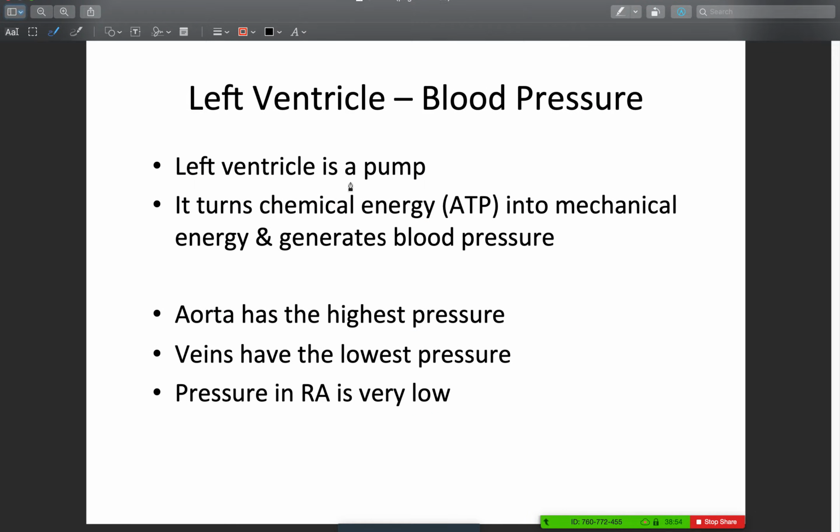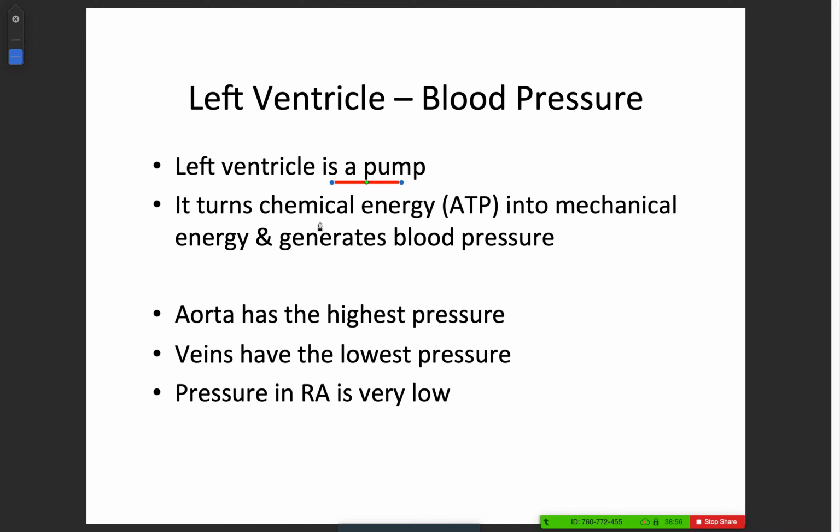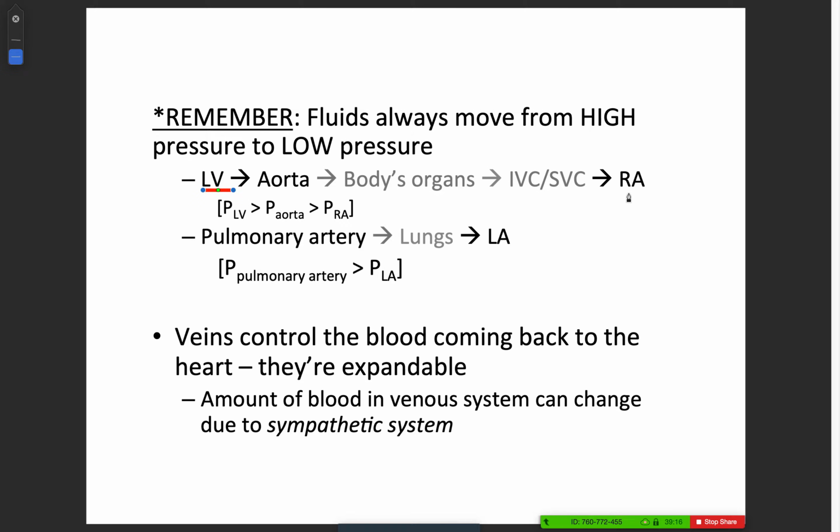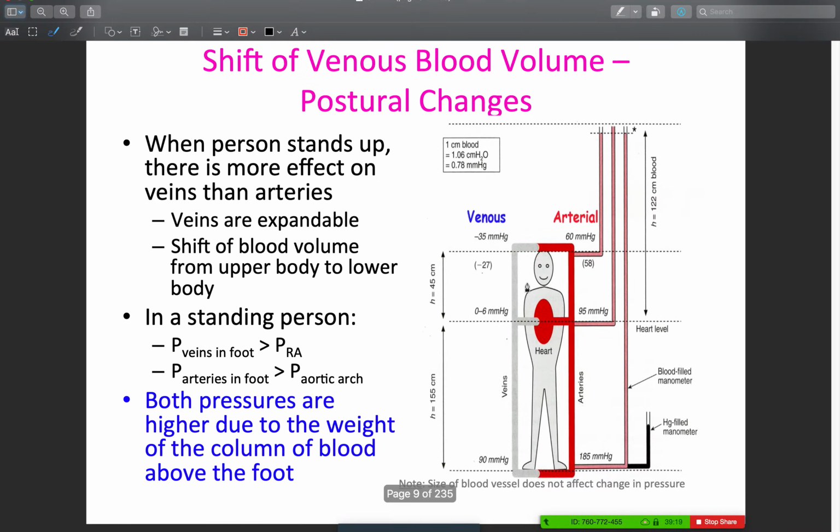Okay. So again, left ventricle is a pump. Essentially, it's just turning that ATP energy into mechanical energy, generating blood pressure. Aorta's got the highest pressure. Veins is low. And the right atrium pressure, again, very low. Anywhere from 0 to 5 is acceptable for what that pressure is. Okay, and so we kind of talked about how all of this is occurring, where we have the very highest pressure in the left ventricle and the lowest in the right atrium.